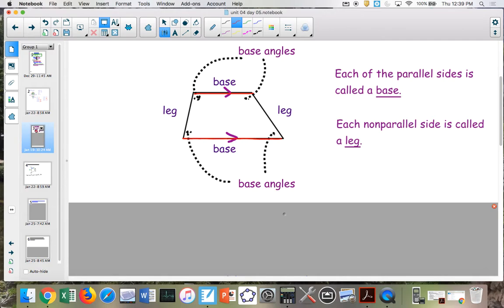In this picture, the bases are top and bottom. This picture could be rotated 90 degrees, and then our bases would actually be the left and right sides. So don't think the bases are always the top and bottom. It's whichever two are parallel. The other two sides are called the legs. They may or may not be equal in length, but they're definitely not parallel. And then we have two pairs of what's called base angles. So with one of the bases, we have a pair of angles. And then with the other base, we also have a pair of angles.